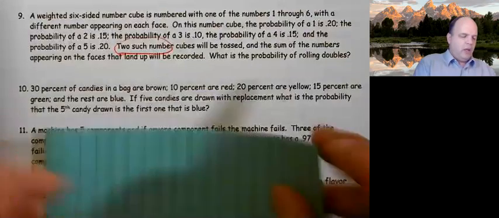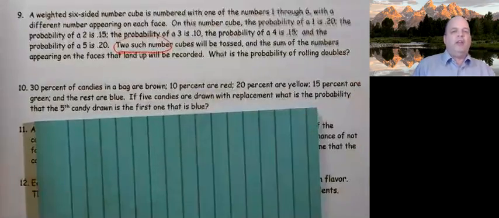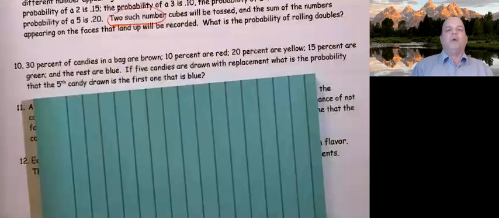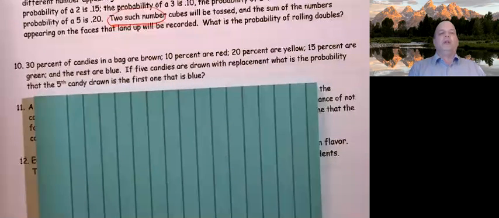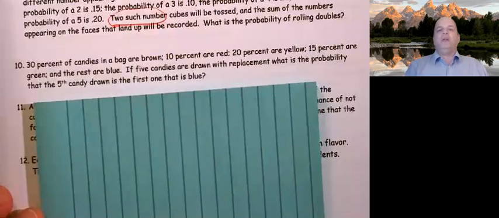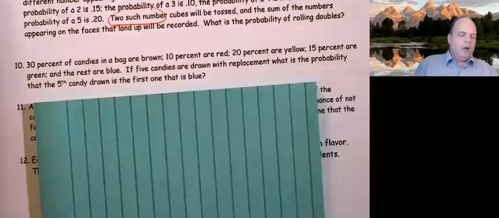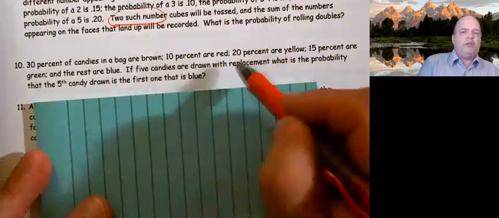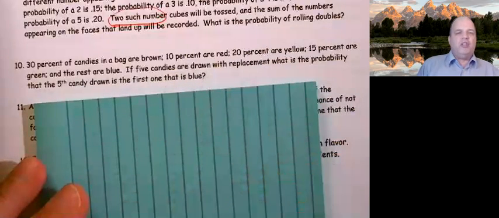Number 10. 30% of candies in a bag are brown, 10% are red, 20% are yellow, 15% are green, and the rest are blue. The 5 candies are drawn with replacement. What's the probability that the 5th candy drawn is the first one that's blue? Well, first off, they say with replacement, so the probabilities aren't changing.